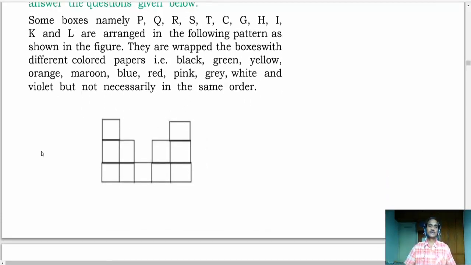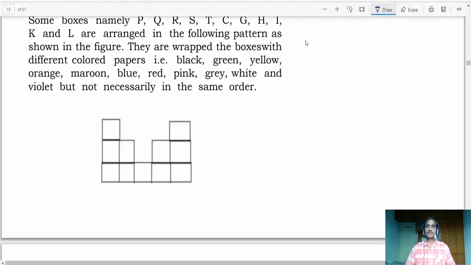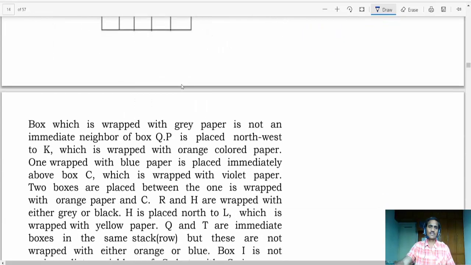Now in this puzzle, how many boxes are there? 11 boxes are there altogether: P, Q, R, S, T, and so on. They have wrapped the boxes with different colored papers. Okay, they are of different colors.